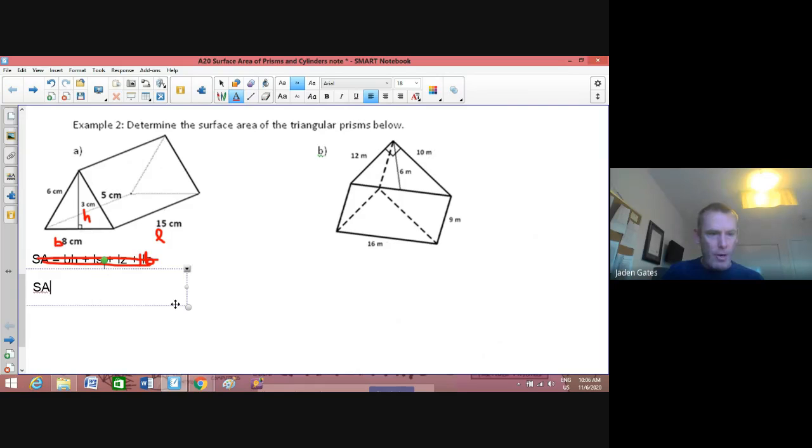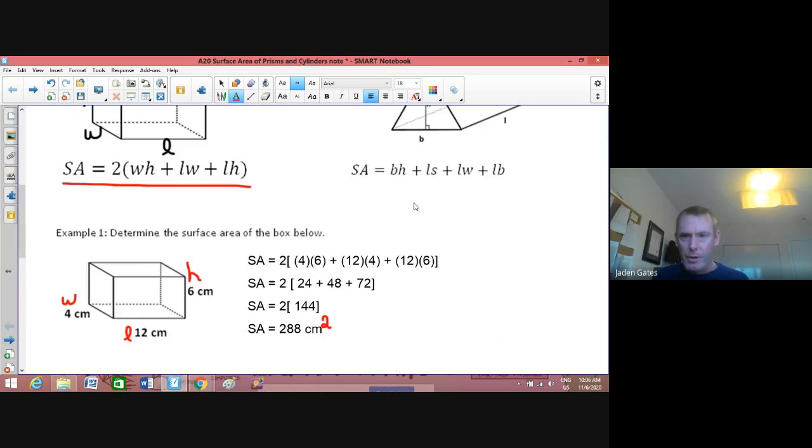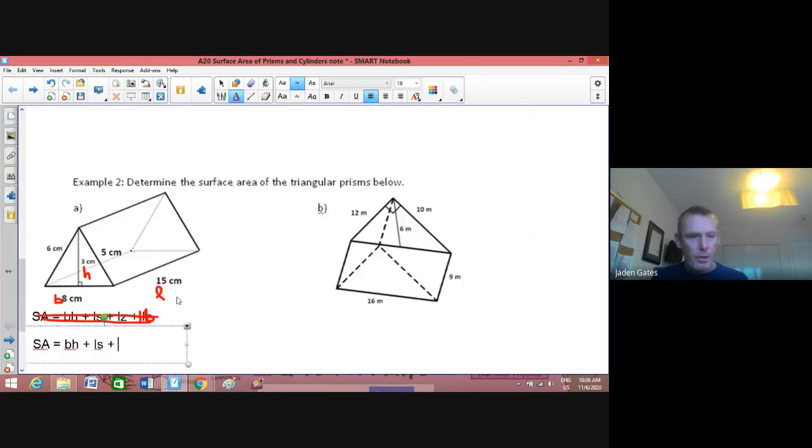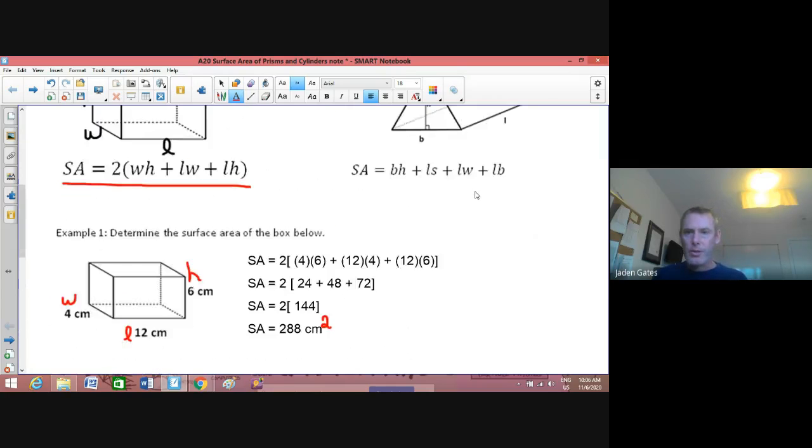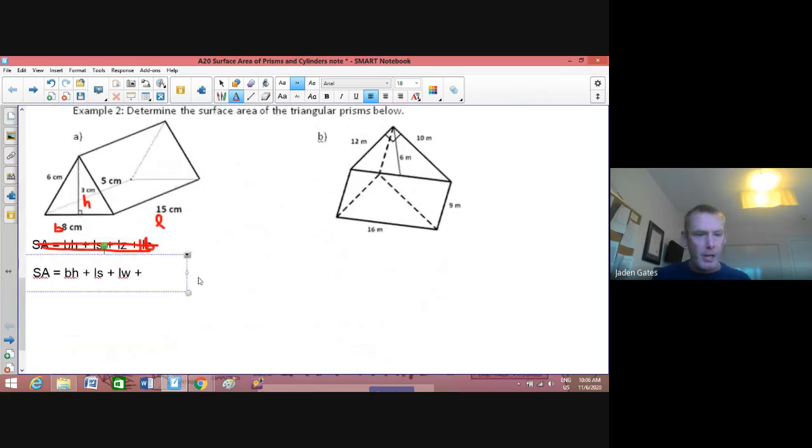I copied my formula down wrong. There's a problem, isn't it? Base times height plus L times S plus L times, let's go up here and look, L times W plus, got to get this right, L times B. There we go. All right.